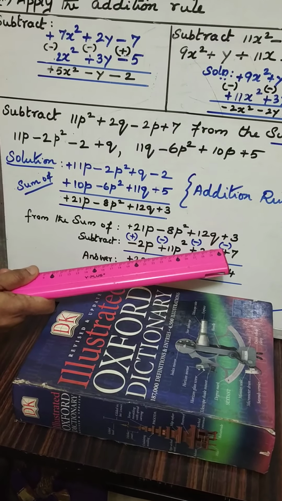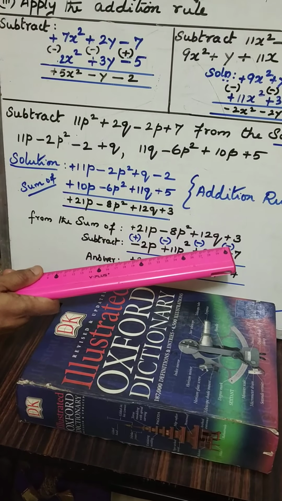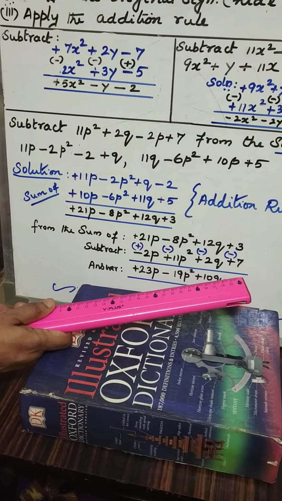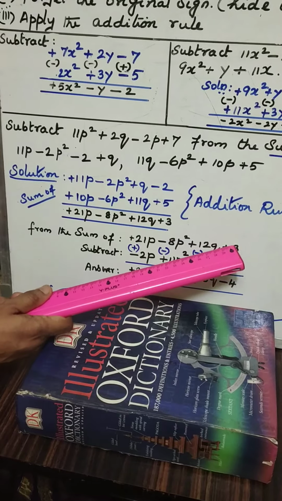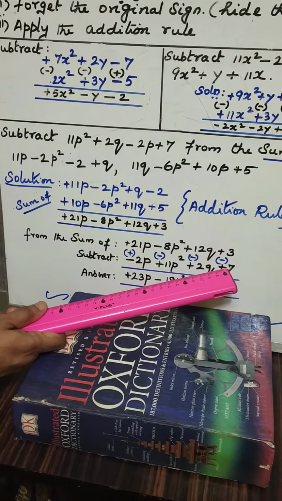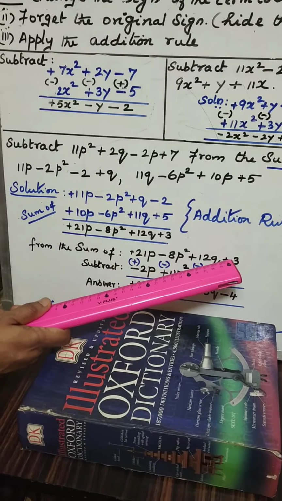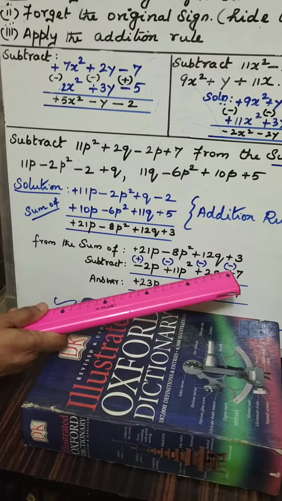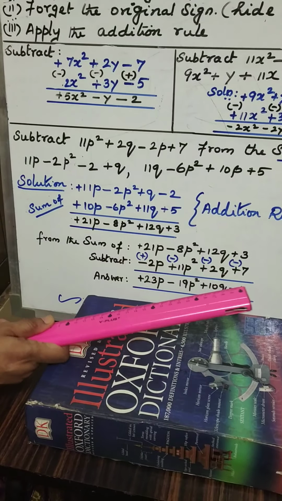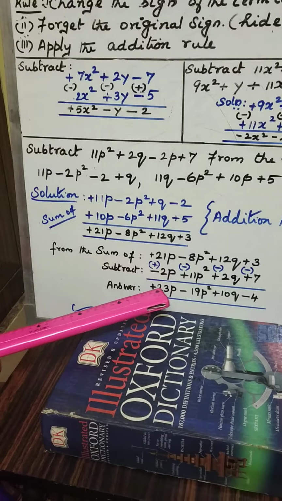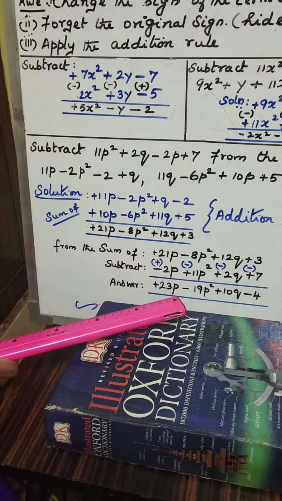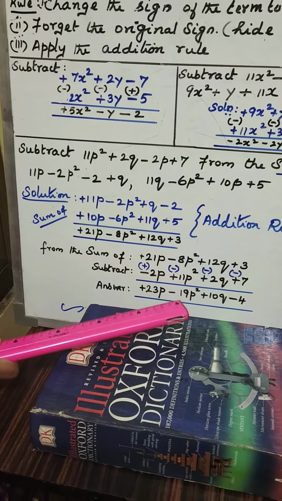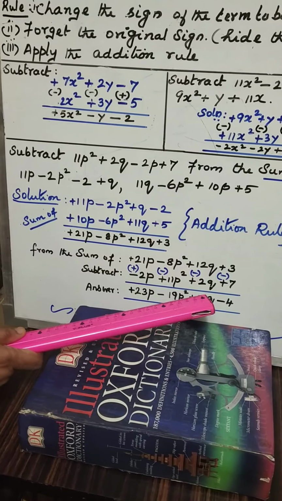Now here also when you change the sign, what will happen? 1 plus and 1 minus. You have to find out the difference between them. That is, subtract the smaller number from the bigger number. Hence it becomes what? 7 minus 3, 4, bigger number sign, minus. And the net answer is 23p, that is plus 23p minus 19p squared plus 10q minus 4.